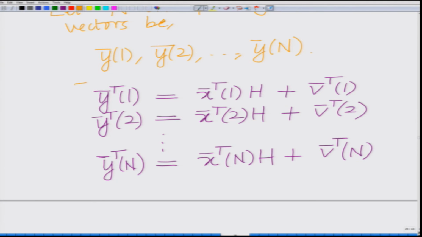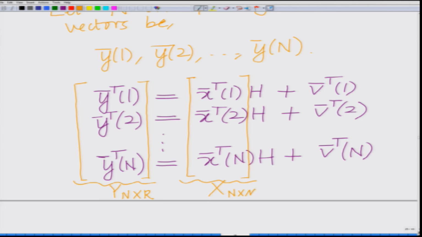Now I can stack all these as a matrix. This is your matrix Y, which has n rows, each of size r. So, this is n cross r, x bar transpose 1, x bar transpose 2 up to x bar transpose n. This is your pilot matrix, which is n cross m, MIMO channel matrix, which is m cross r, and we can stack the noise vectors as n rows, each row of dimension r. This is the n cross r noise matrix.